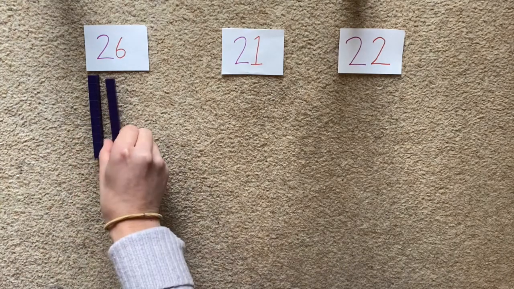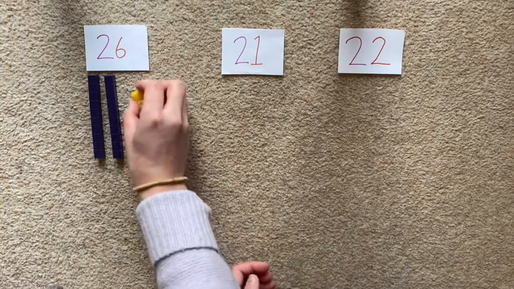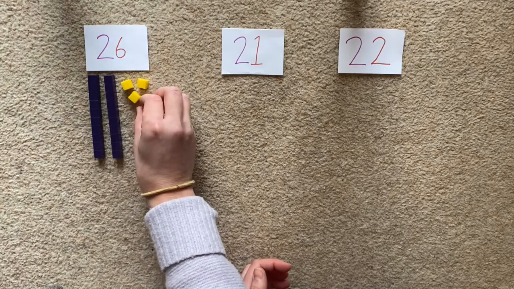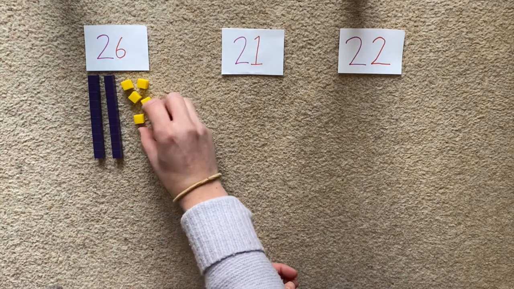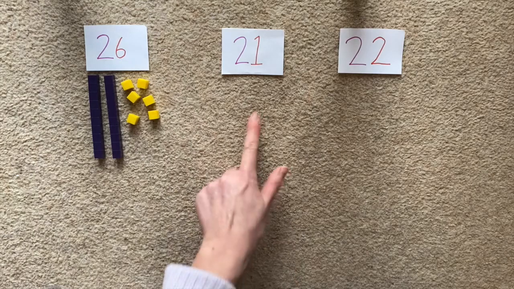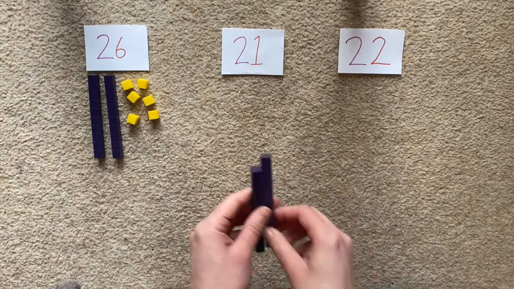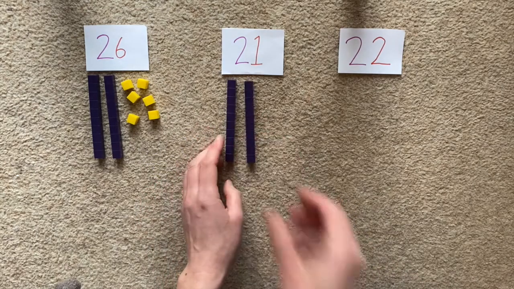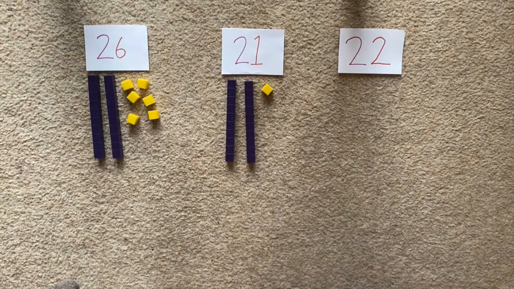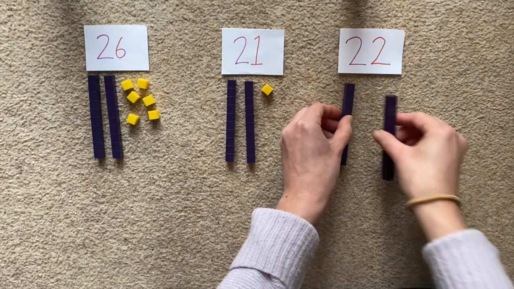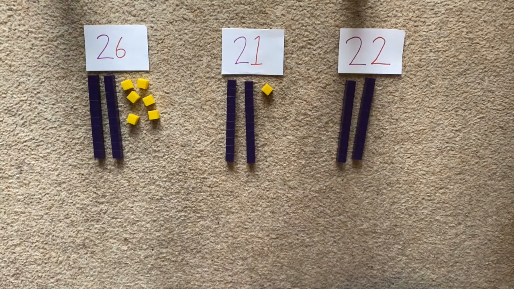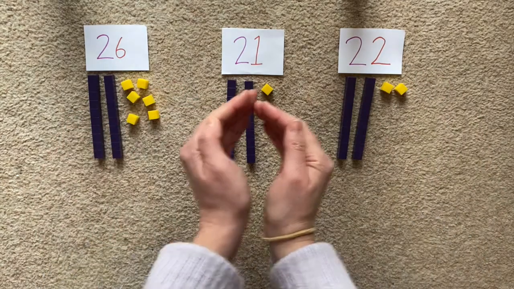10, 20, 21, 22, 23, 24, 25, 26. Then we have to make 21. 10, 20, 1. Finally, we have to make 22. 10, 20, 21, 22. The first thing we have to do now is look at which number is the smallest.